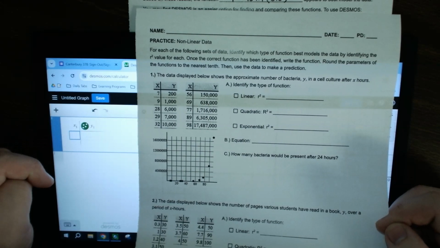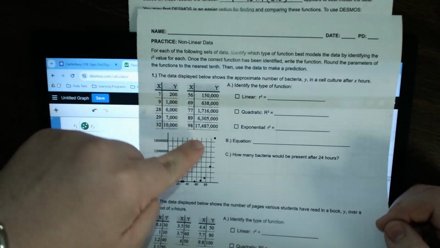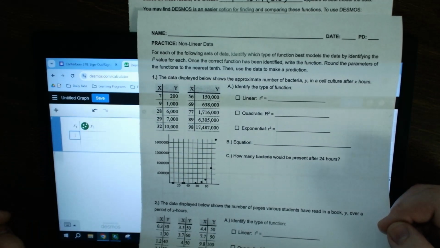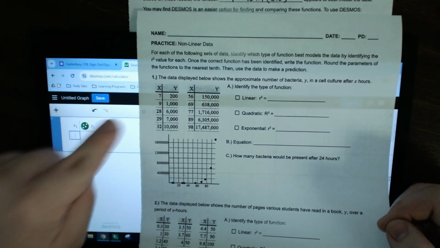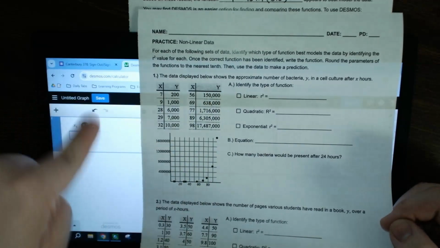I know they're big numbers, so just carefully type them in. You do not need the commas. Type in the 200 through 17,487 million in Y1. So carefully take a few minutes and type all of these X's into X1, all of these Y's into Y1.